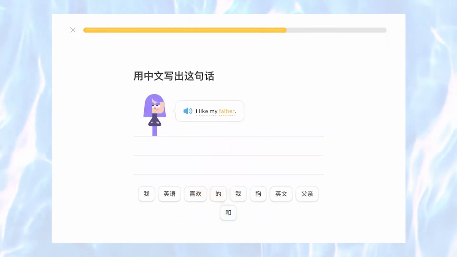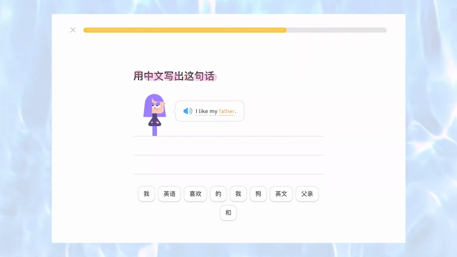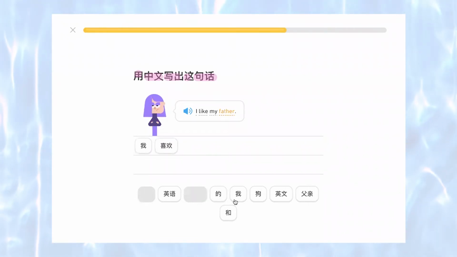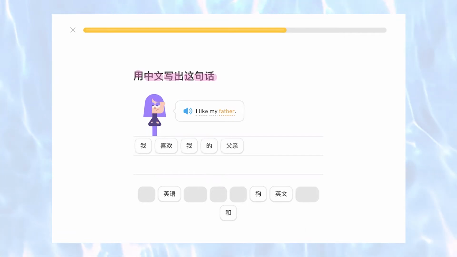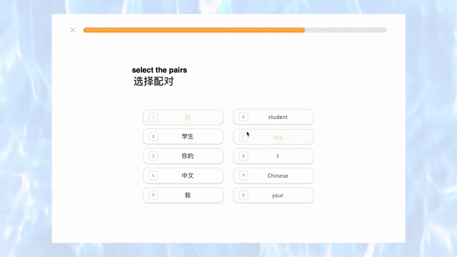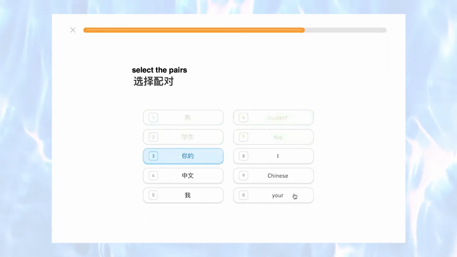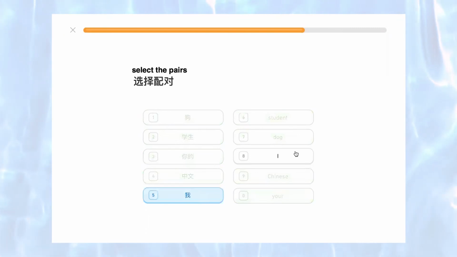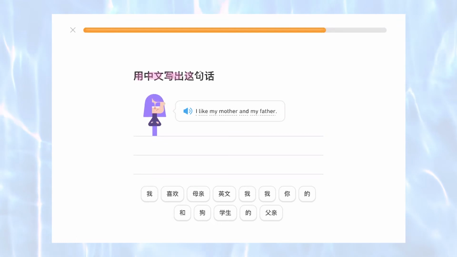I like my father. Use Chinese to write this sentence. I like my father. Dog. Student. Your. Chinese. I. Use Chinese to write this sentence.